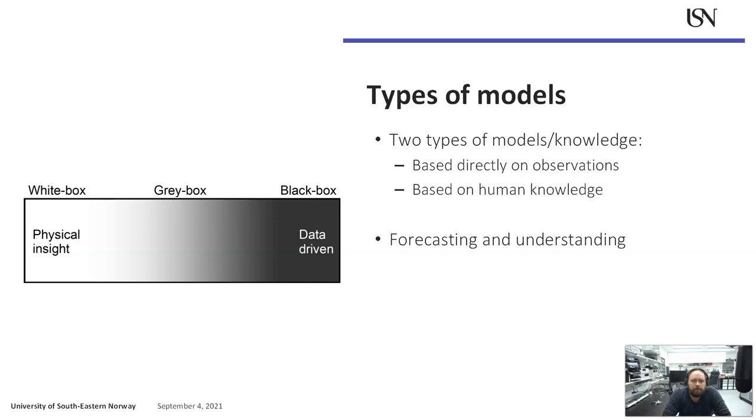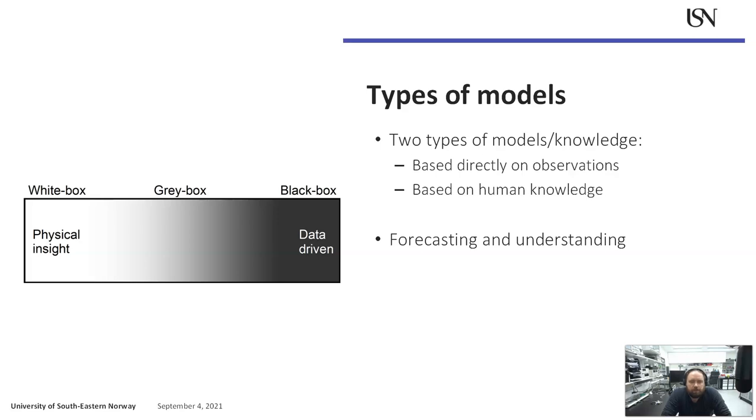But in the contrary sense, what we are doing with machine learning is often called black box or data-driven models. And those types of models are not based on human expertise or human knowledge, but instead they are representations of knowledge that has been extracted from data using some type of algorithm.